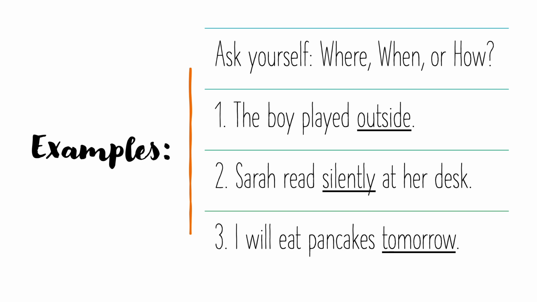Let's look at number 3. I will eat pancakes tomorrow. Notice again, tomorrow is underlined. Is tomorrow explaining where, when, or how? Well, when will I eat pancakes? Tomorrow. Therefore, this adverb is explaining when something is going to take place.